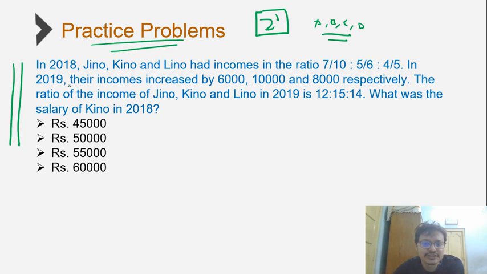The first question for today's session is as follows. It is talking about Gino, Kino, Lino having incomes in the following ratio. The incomes increased by a certain percentage respectively. And the question is, after the increase in 2019, the new ratio was 12:15:14. The question is, what was the salary of Kino in 2018?